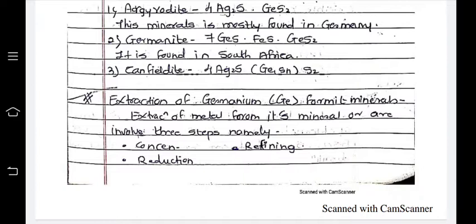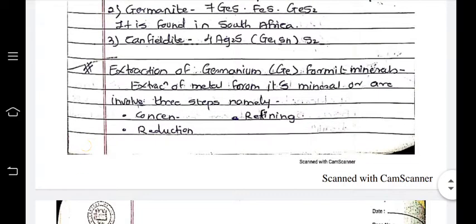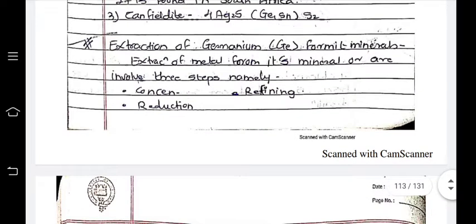Germanite, which is found in South Africa, and canfieldite, Ag8SnS6, which is found in the northeast. Extraction of germanium from these minerals.